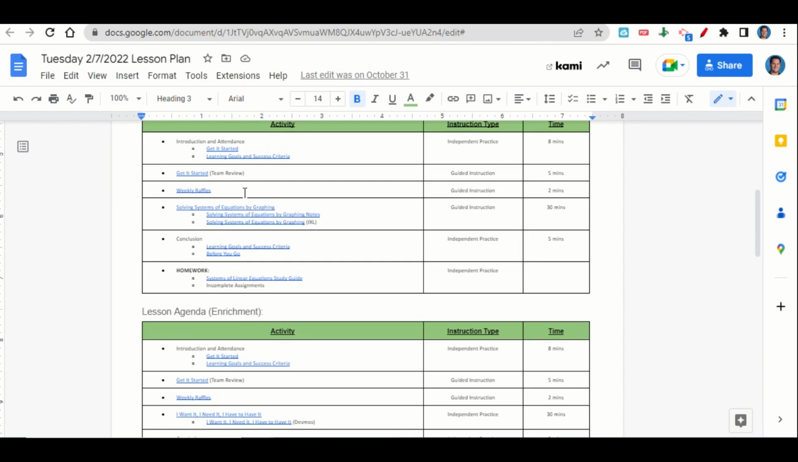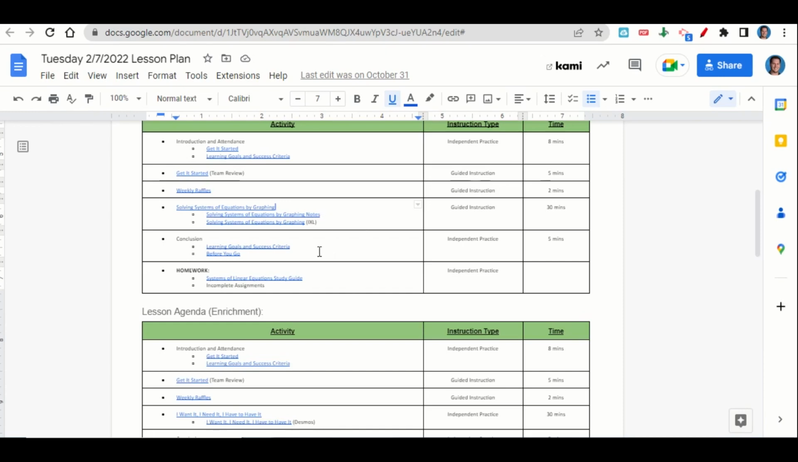After that, I'll give you time to complete the solving systems of equations by graphing assignment on IXL. Now, this is an activity we've already done, so if you've already gotten a SMART score of 80, you'll move down here and work on the I want it, I need it, I have to have it assignment. If you have not already completed it with a SMART score of 80, you'll continue working on your IXL activity.